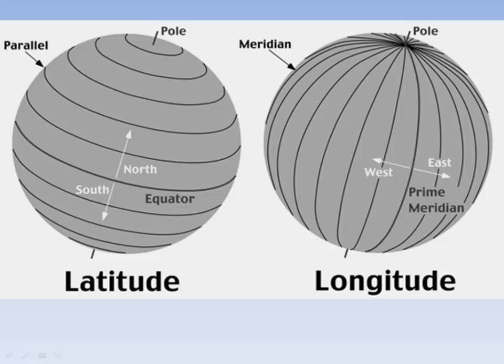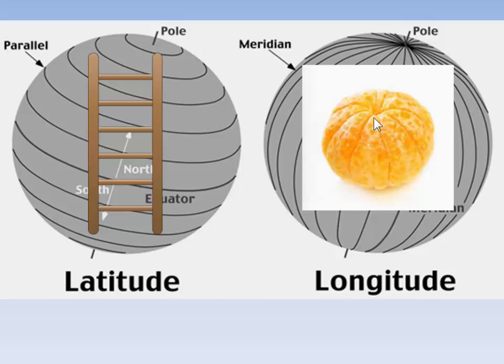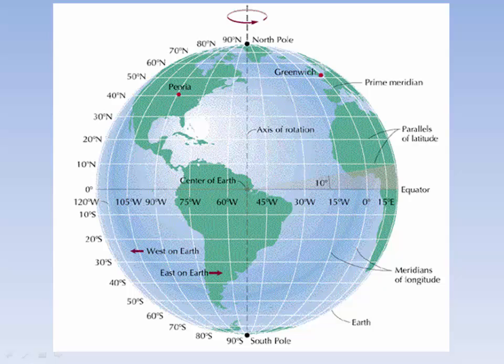People have trouble remembering which direction the lines of latitude and longitude run. One way that I help myself remember is think of lines of latitude like rungs on a ladder. The rungs on the ladder are parallel to each other. And the way I help remember lines of longitude is I think of a peeled orange. It's divided into sections that run from the top of the orange to the bottom of the orange. So hopefully that'll help you keep them straight.